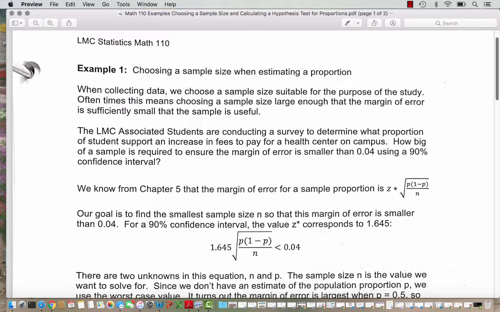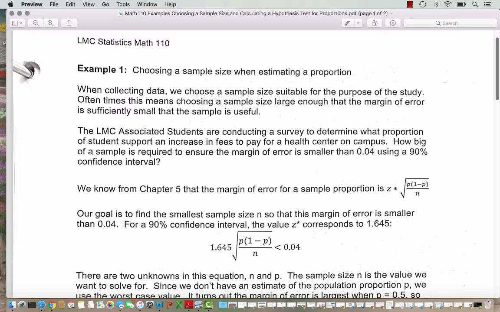How big of a sample is required to ensure that the margin of error is smaller than 0.04 using a 90% confidence interval? So in this research design, we know that we want our margin of error within 4% or 0.04, and we know we want to be 90% confident.